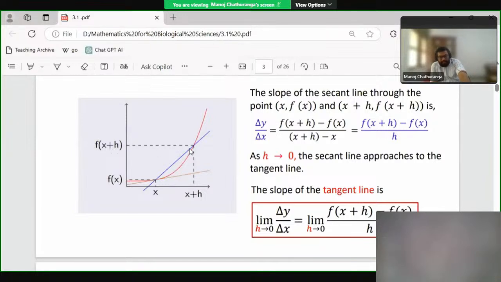So since you have two points, you can draw the secant line through those two points, and you can compute the slope of the secant line. As h goes to 0, this x plus h point would approach x. And when it moves, think about this.